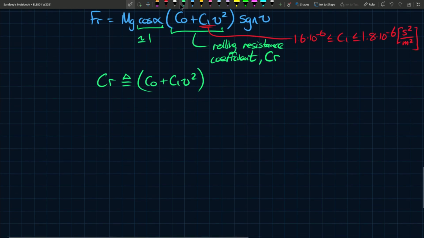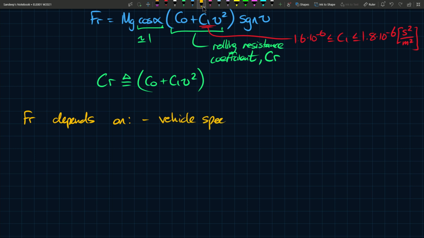Now this force, what is it? We said FR depends on, what does it depend on? It depends on a bunch of different factors, some that are obvious here in front of you and some that might not be. One is vehicle speed, of course, because you see that there's a V squared there. It depends on tire material. So the material of the tires, and the structure, the material and physical properties of the tire.